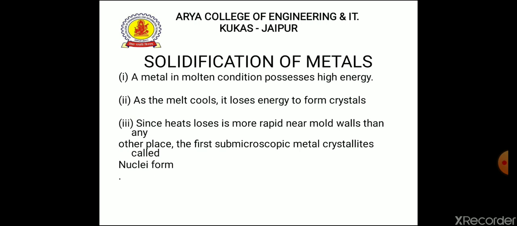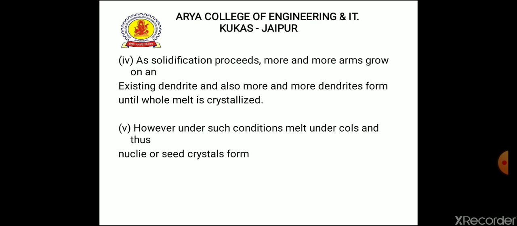Third one, since heat loss is more rapid near mold walls than any other place, the first submicroscopic metal crystallites called nuclei form. The fourth one is, as solidification proceeds, more and more arms grow on the existing dendrites, and also more and more dendrites form until the whole melt is crystallized.